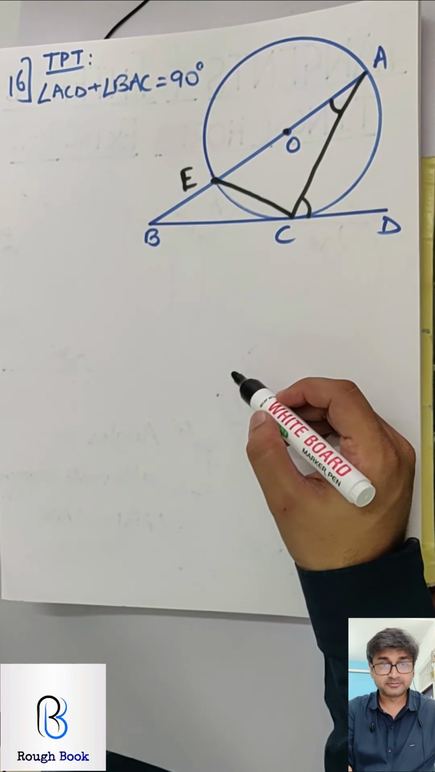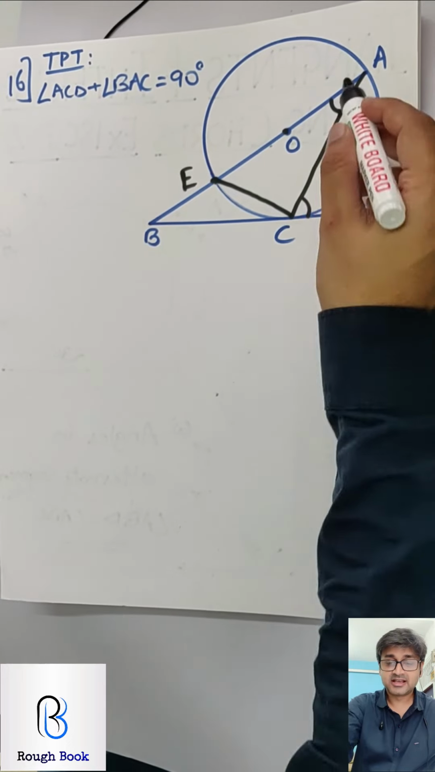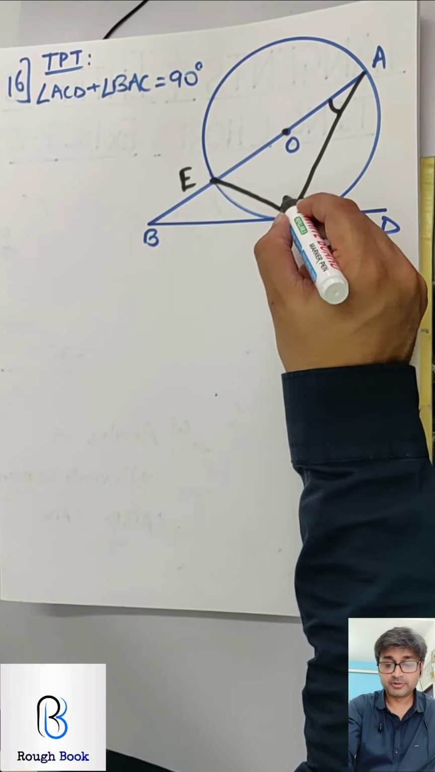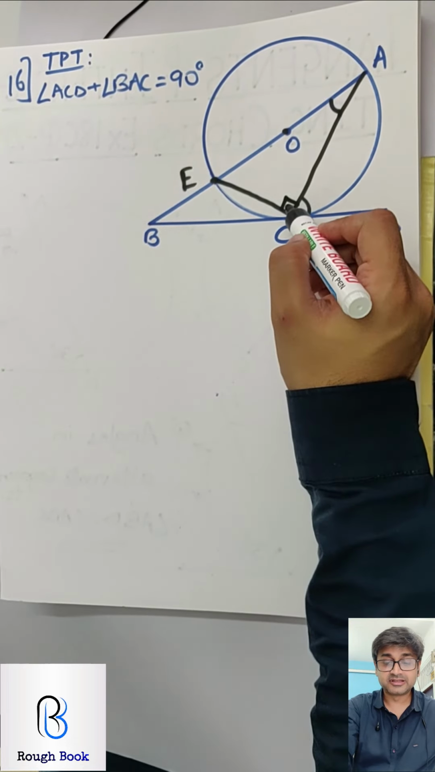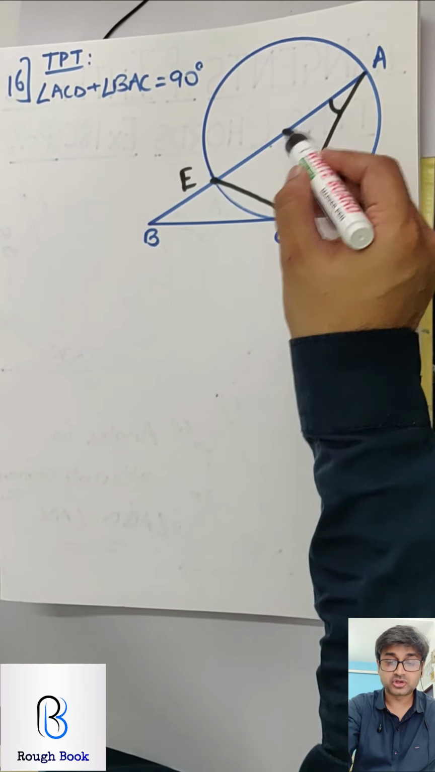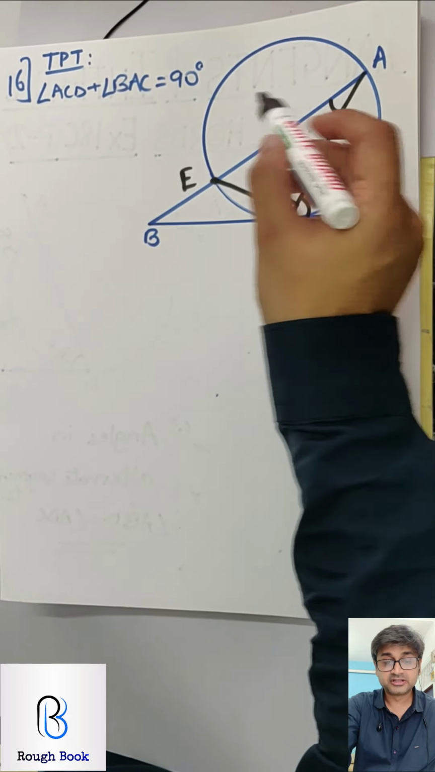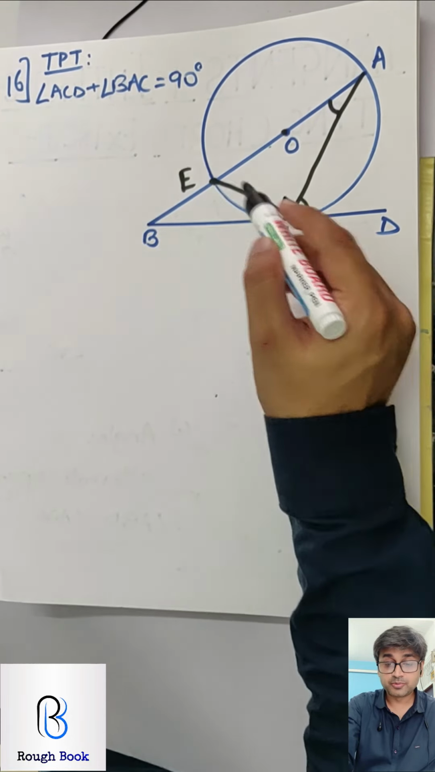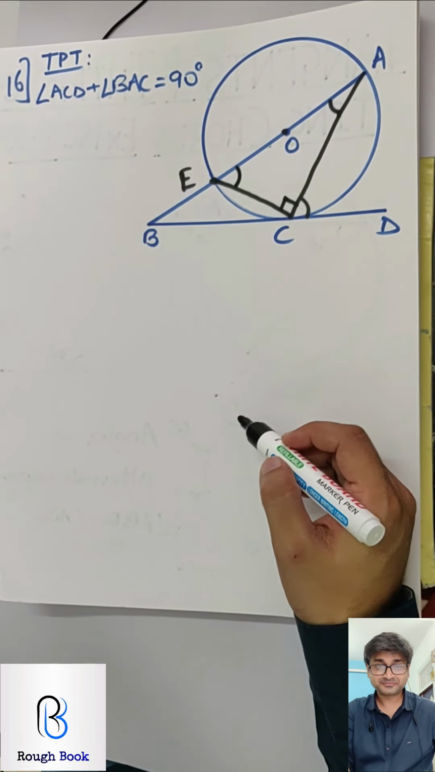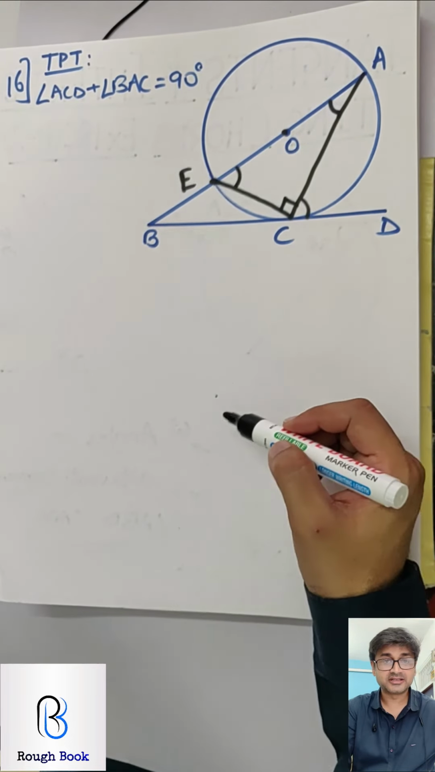EA is the diameter, therefore what will happen? Come on, 90 degrees somewhere. Yes, ACE will be 90, angle formed in a semicircle. That means if this is 90, that total of these two also will be 90. This plus this is 90. This is what you need, but this you don't need. Instead you need this. Can you prove these two equal? Yes, angles in alternate segments.